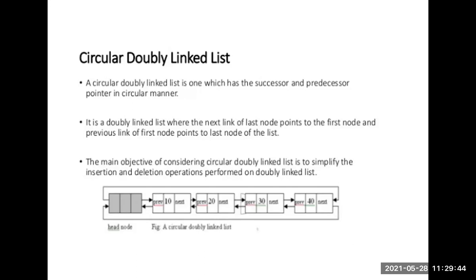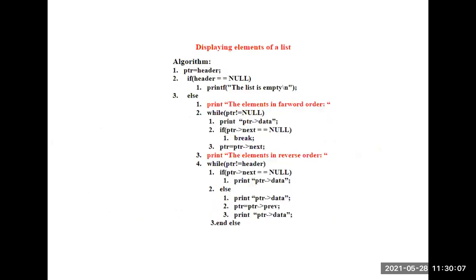We store the header node in some temporary variable, and we have to keep incrementing to get the last node address. But in a circular linked list, we can easily find the address of the last node in the left link of the first node, so there is no need to traverse the entire list.